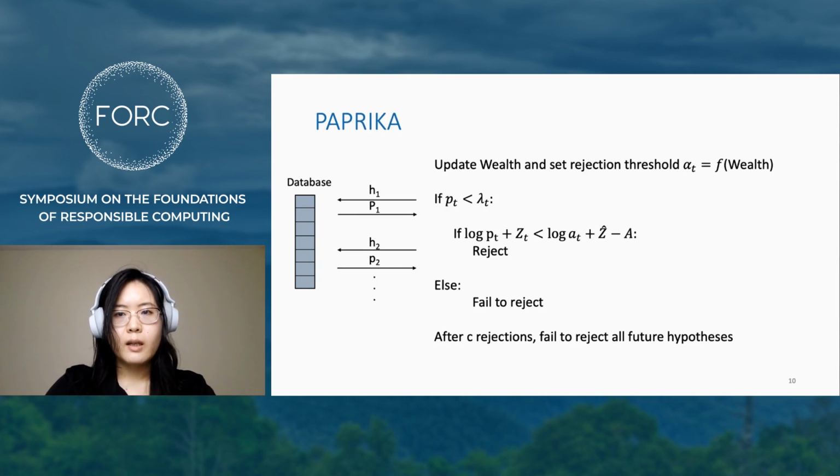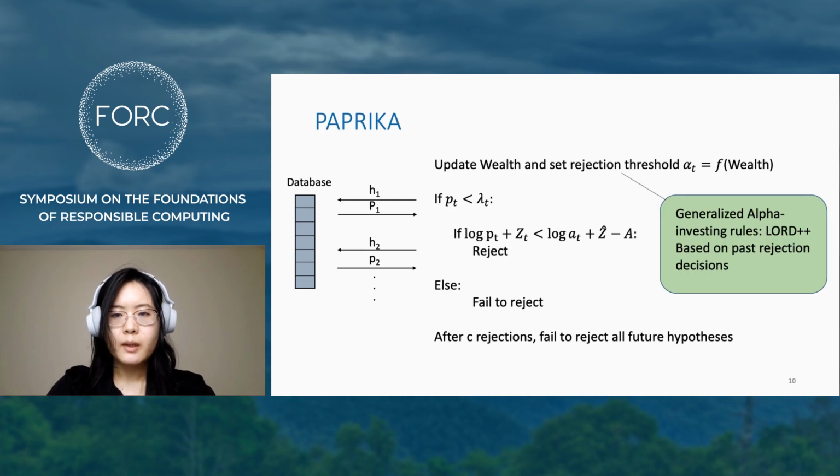And we give a differentially private online FDR control algorithm called PAPRIKA. I'll introduce several main points. It starts with SAFFRON and uses sparse vector to ensure privacy of the rejection set. Now, first of all, following the generalized alpha investing rules, it frames FDR control as an investment problem. And specifically, the updating rule of the wealth is similar to LORD++.